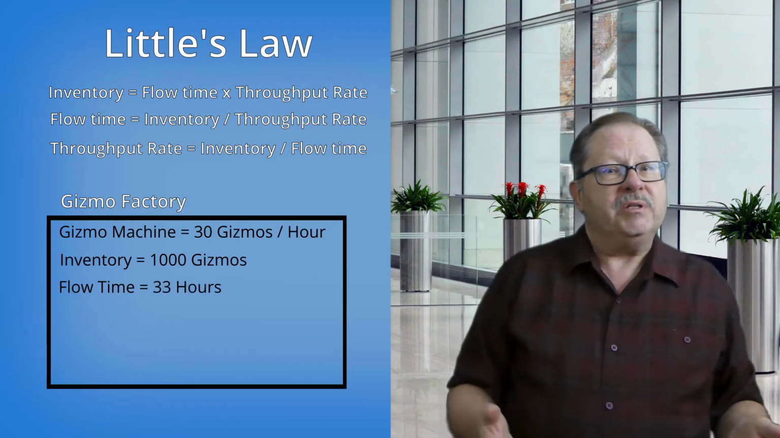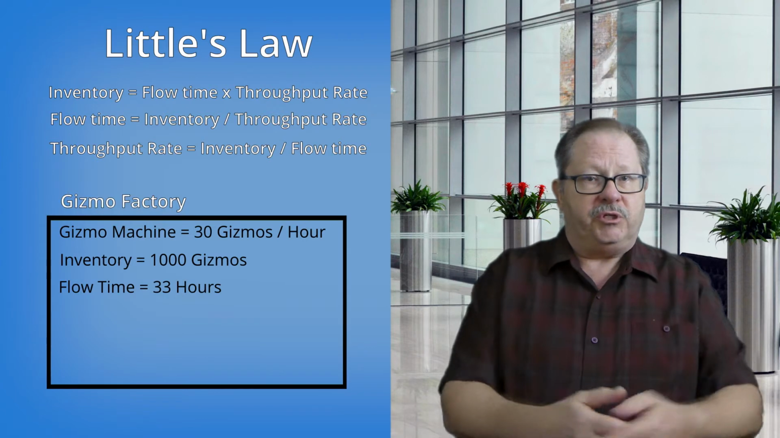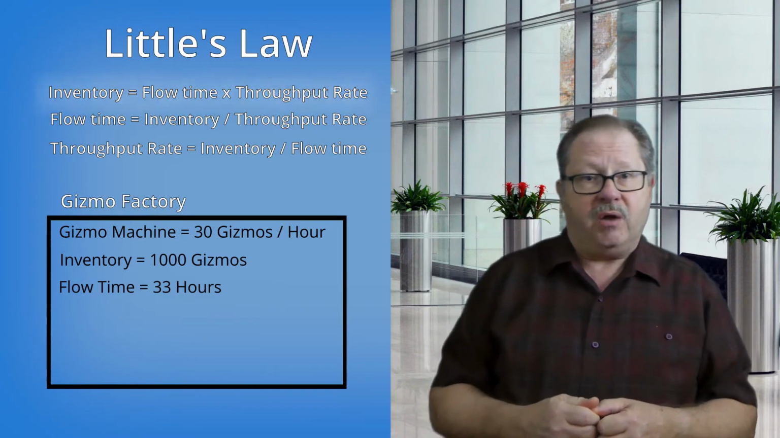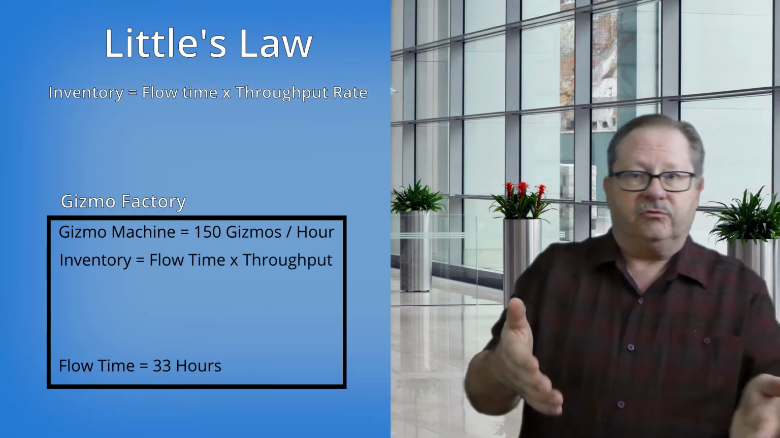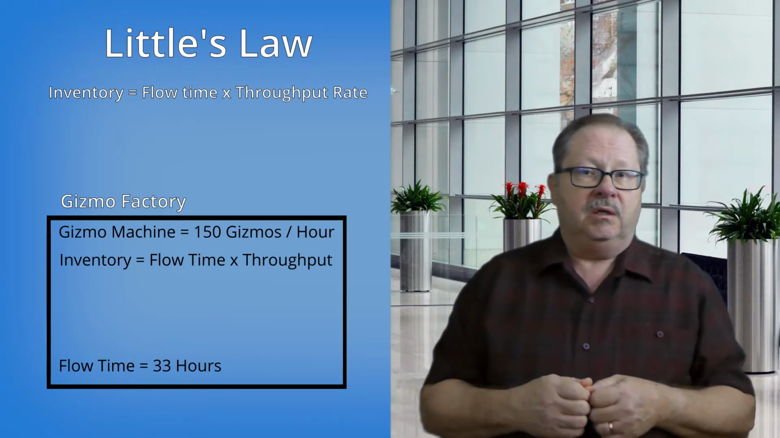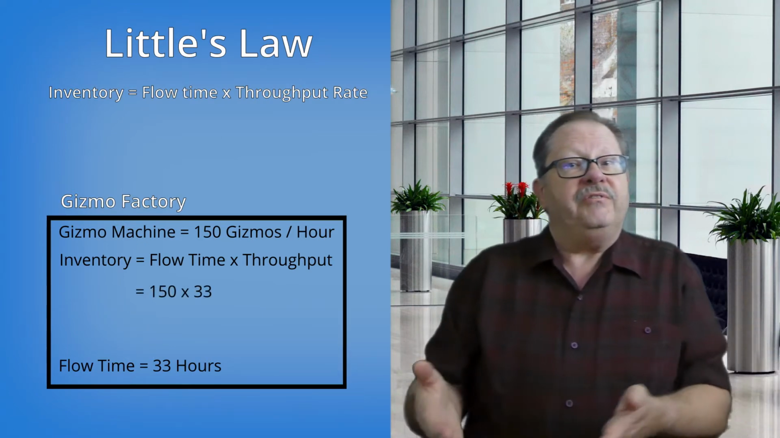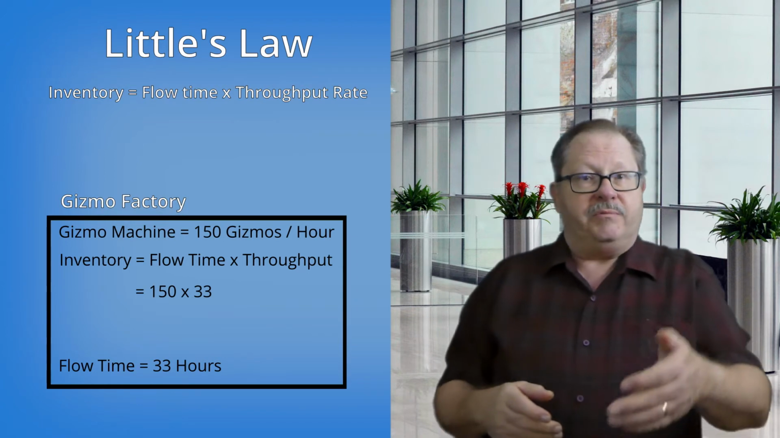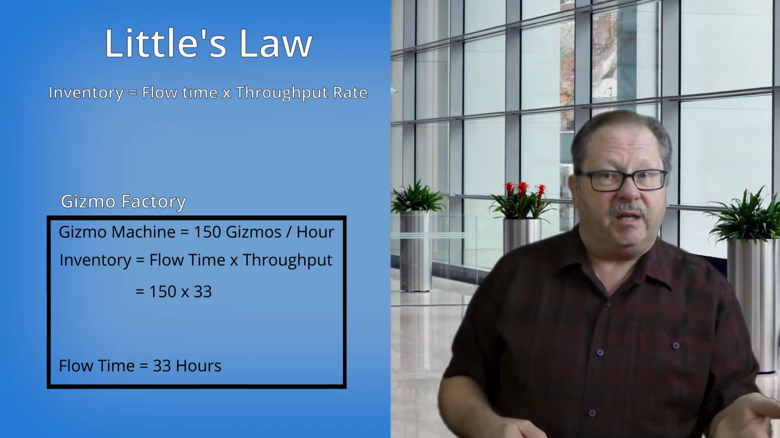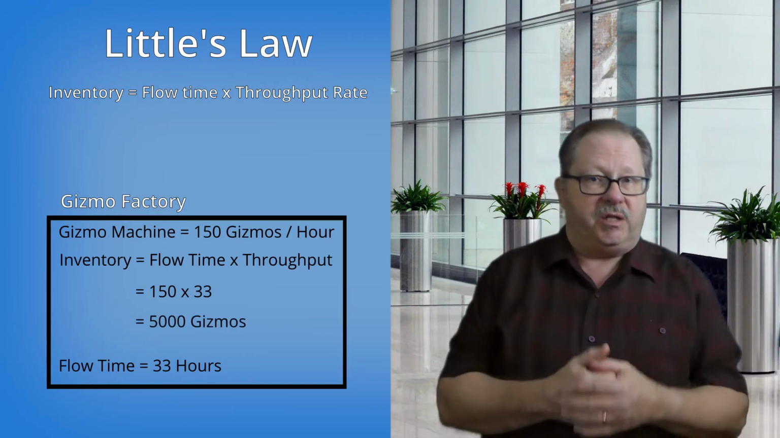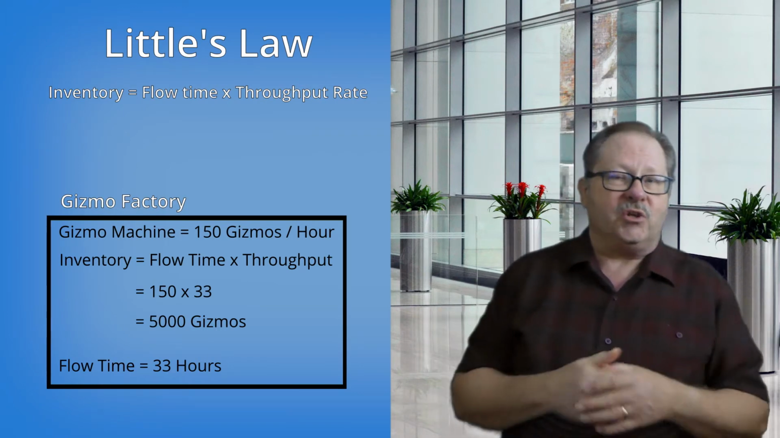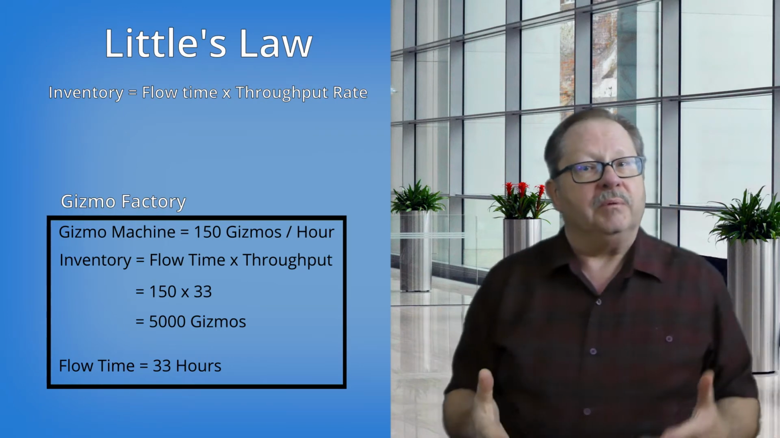But what would happen to their inventory count if they bought the new machine that can do 150 gizmos per hour? Well, inventory equals flow time multiplied by throughput. So we have 150 gizmos per hour now, times the same 33 hours of working. That's 5,000 gizmos in inventory. Oh, wait, that's going the wrong direction. Well, what's the problem here?